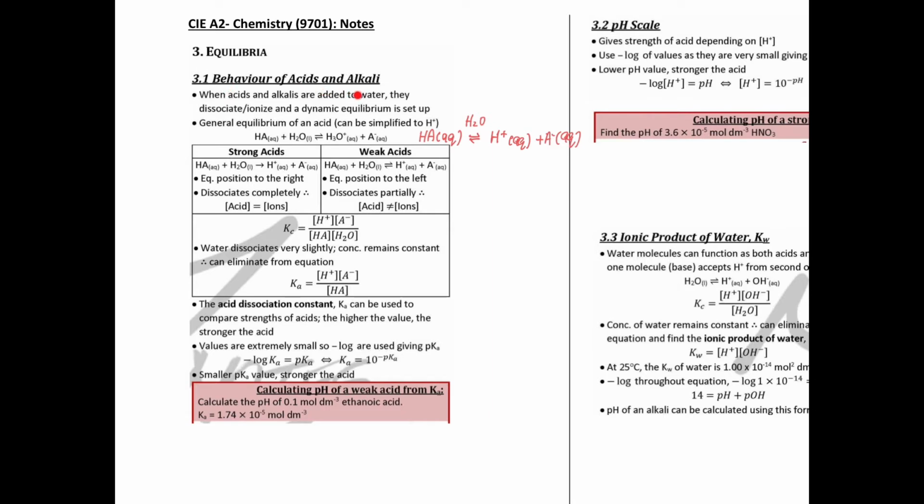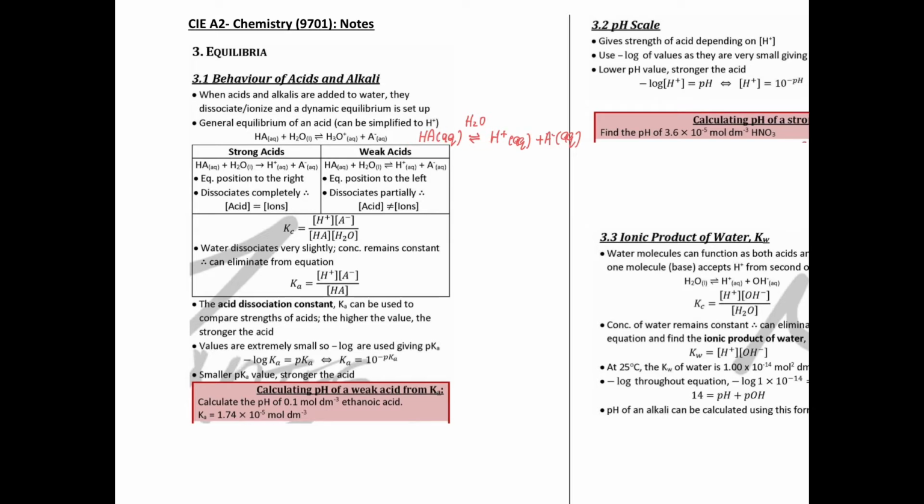So this is what they mean in the first point. Acid added to water, they dissociate or they ionize, and they form a dynamic equilibrium. So for dynamic equilibrium, we must use this kind of arrow. In that case, that means they don't 100% change to ions. We still have some acids remaining as molecules. So that's why it is reversible.